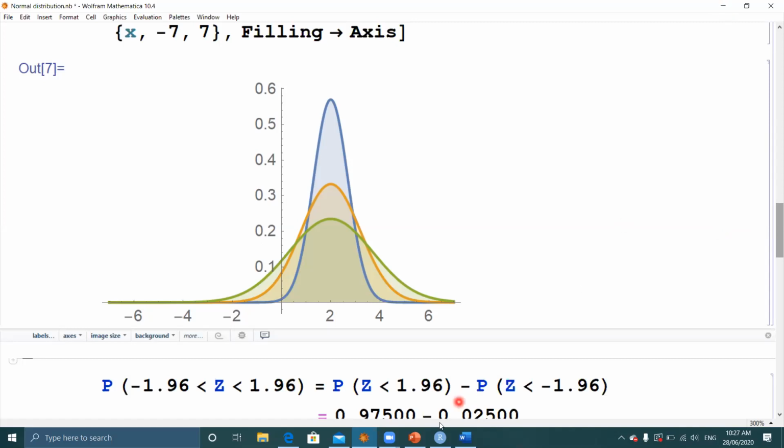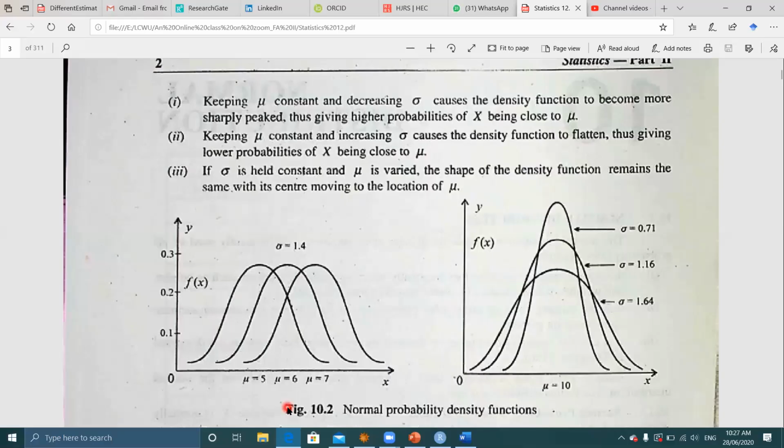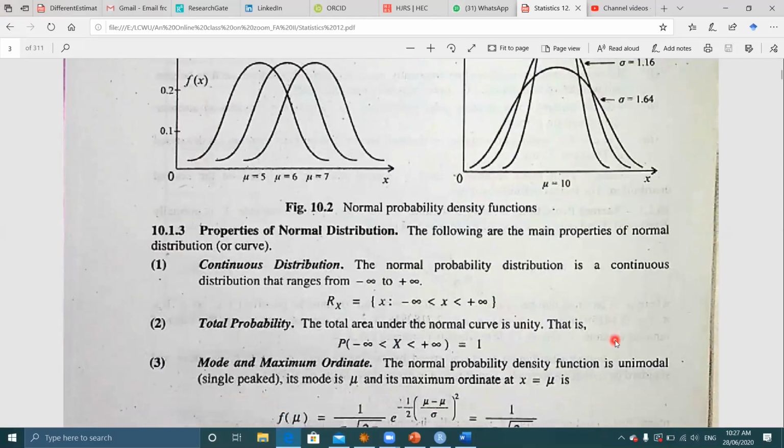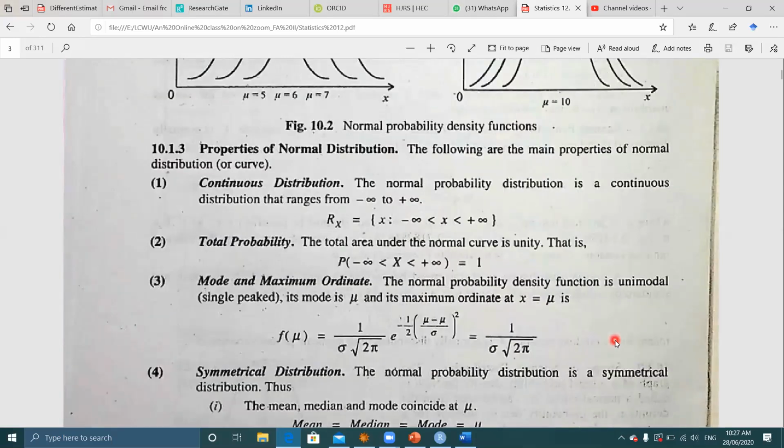So now come to the book again, and we will see what the next points are. We have done this. Properties: the first one is that it is a continuous distribution. We have done that the total area under the curve is 1. Mode and maximum ordinate is this one. We can calculate it by this formula. This is the density function of the normal curve.